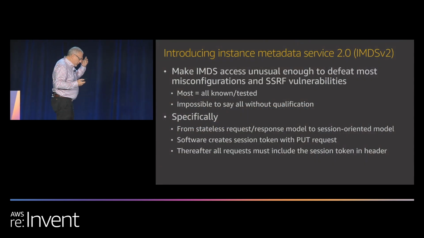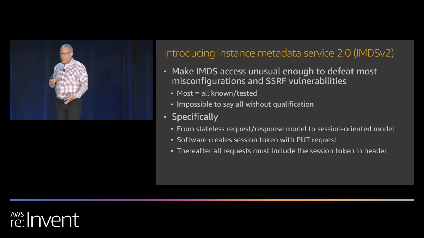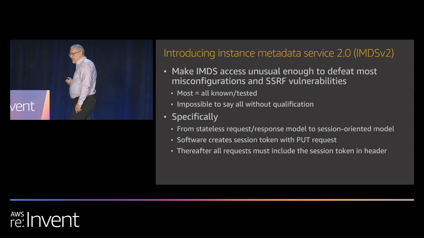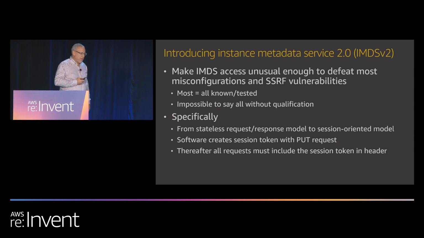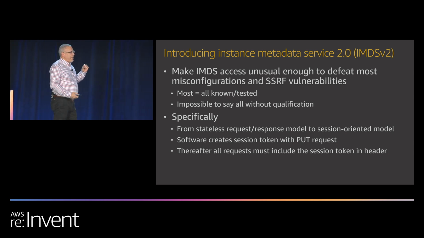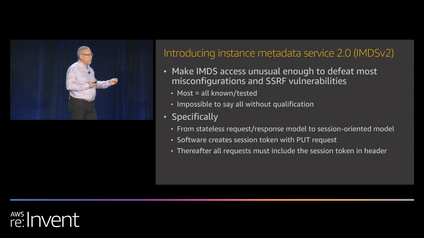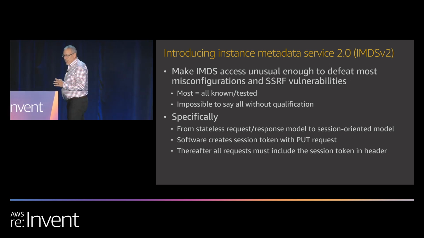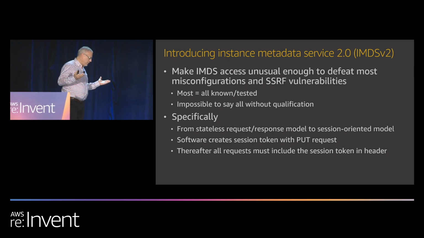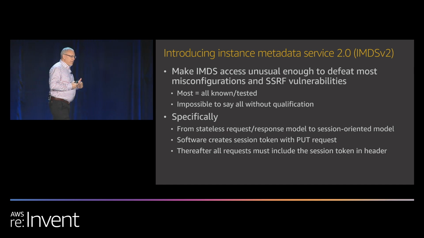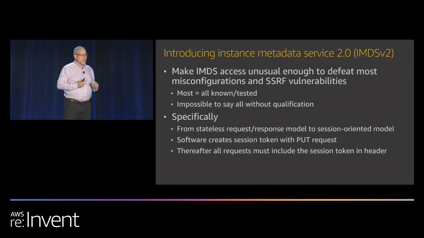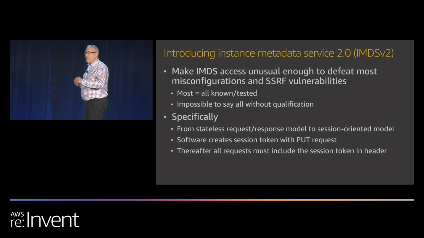So I want to introduce Metadata Service 2.0. As I mentioned, a couple weeks ago, it came out. And we're going to go into kind of gory detail about a lot of things here, but the fundamental idea is let's make the access pattern sufficiently unusual that the typical misconfigurations are just not going to cause you trouble anymore. Now, you notice I'm using careful language here. I say it's going to defeat most known configuration mistakes. I'd like to make a slightly stronger claim. It will defeat all the ones that we've ever found and tested.